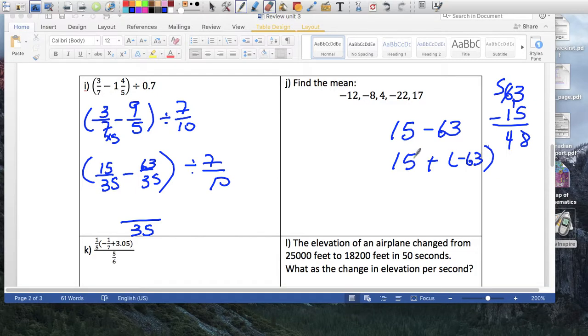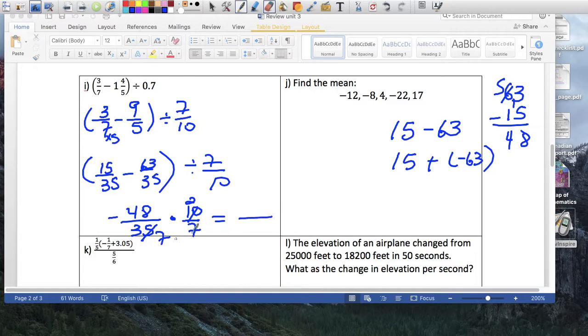5 minus 1 is 4, so we're going to be negative 48 times, and we're going to use a reciprocal, which is 10 over 7. Can I simplify anything? Yes, I can. 10 divided by 5 is 2. 35 divided by 5 is 7.